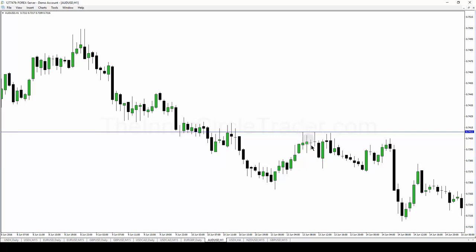We have our double top again, and you're going to measure the high down to the low between the two peaks.